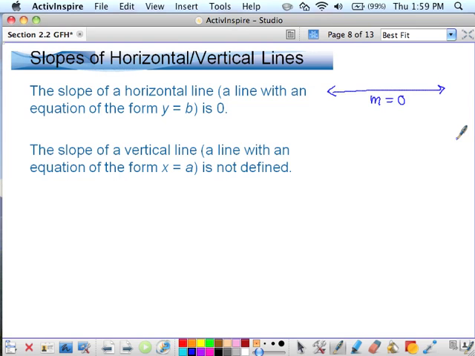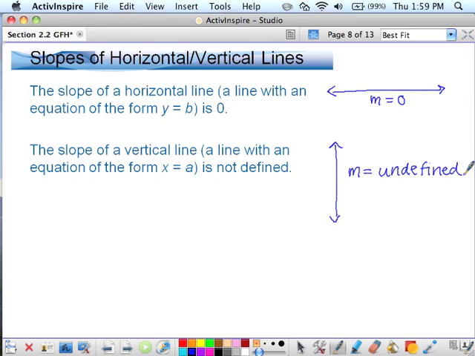Now for the slope of a vertical line. A vertical line is a line with an equation of the form x equals a constant. And your book uses x equals a. There are no y's in it. It's an x only and a constant there, x and a number. That's the equation of a vertical line, and the slope of that vertical line is always said to be undefined.